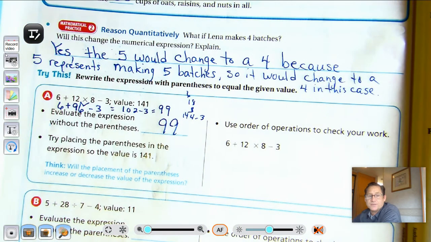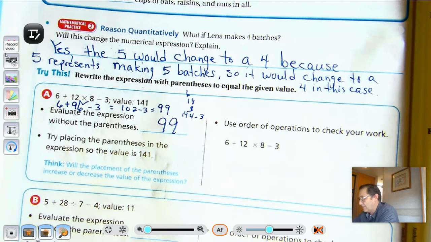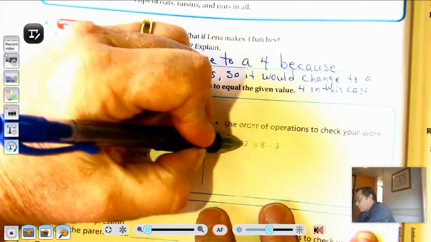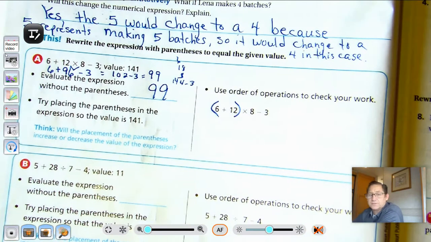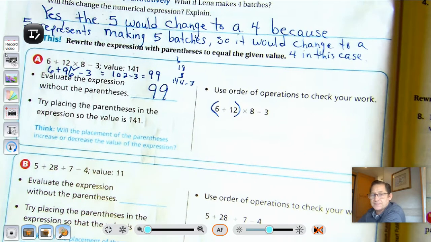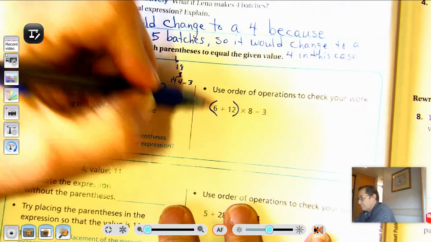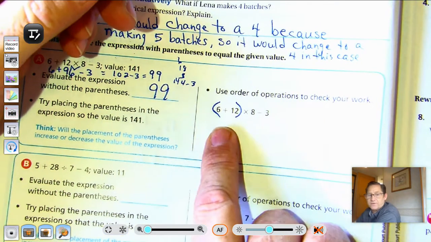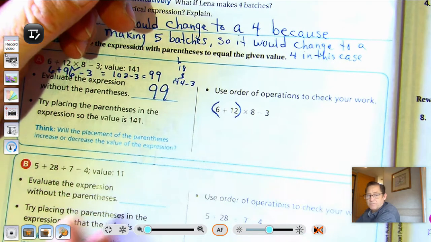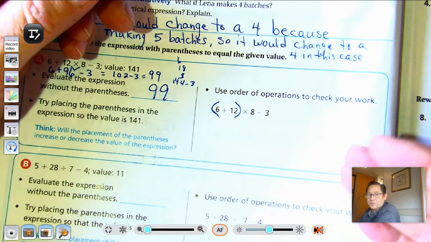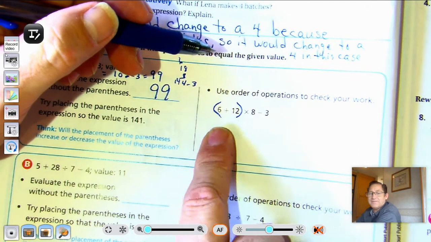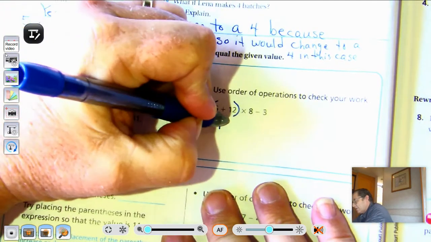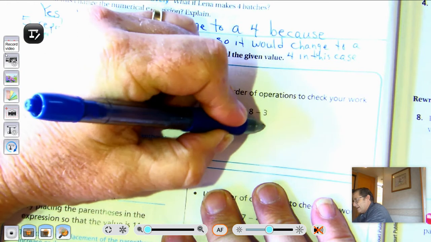So now try placing the parentheses in the expression so the value is 141. Now my first guess when I first tried this, I might be wrong. Okay, the parentheses might not be around that. And so I might have to try a couple times to figure out where the parentheses have to go. So here, because we know that parentheses come first, followed by any exponents, then multiply or divide, finally adding or subtracting. So if I put parentheses around 6 and 12, I have to do that first. So 18 times 8 minus 3.